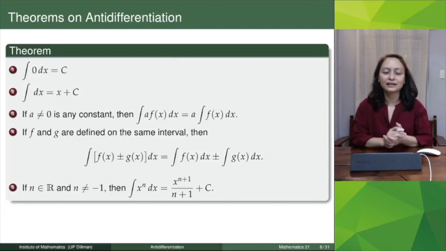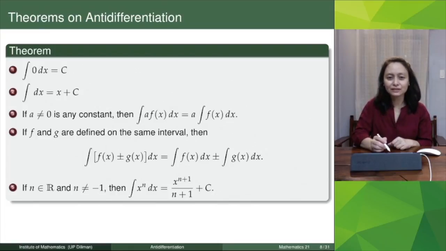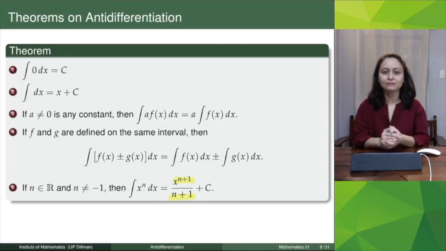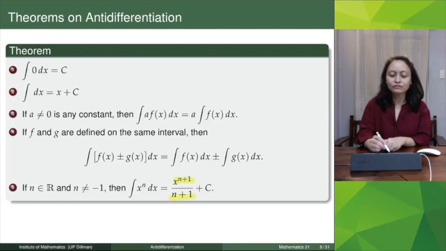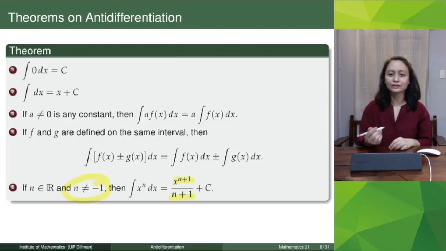And last, ito yung pinaka-useful sa mga theorems. So, if n is a real number, which is not equal to negative 1, then the antiderivative of x to the n dx is equal to x raised to n plus 1. So, you add 1 in the exponent divided by n plus 1. And of course, don't forget the integration constant plus c. Okay? Again, antiderivative of x to the n dx is x to the n plus 1 all over n plus 1 plus c. So, for now, n should not be equal to negative 1. Diba? Kasi if n is negative 1, the denominator will be equal to 0. Later on, we'll see an antiderivative if we have x raised to negative 1.